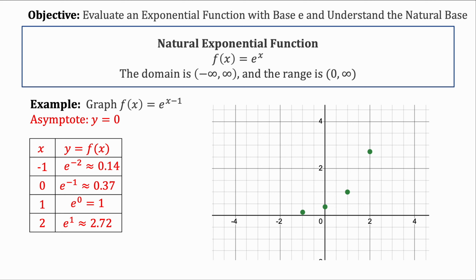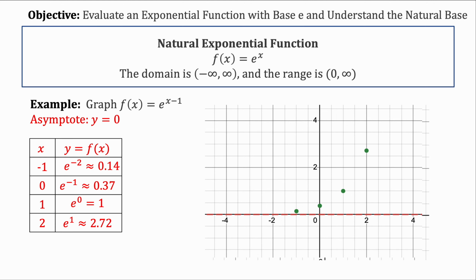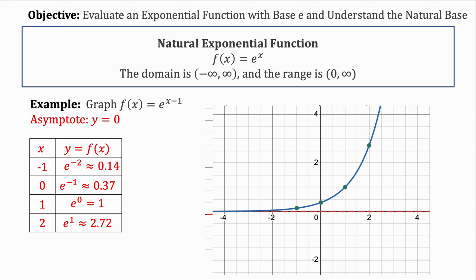So what I would suggest doing when you go to graph these is first put on your points that we just found, then put on your asymptote, and then connect them with your curve. And that's a little bit about how we graph a natural exponential function.